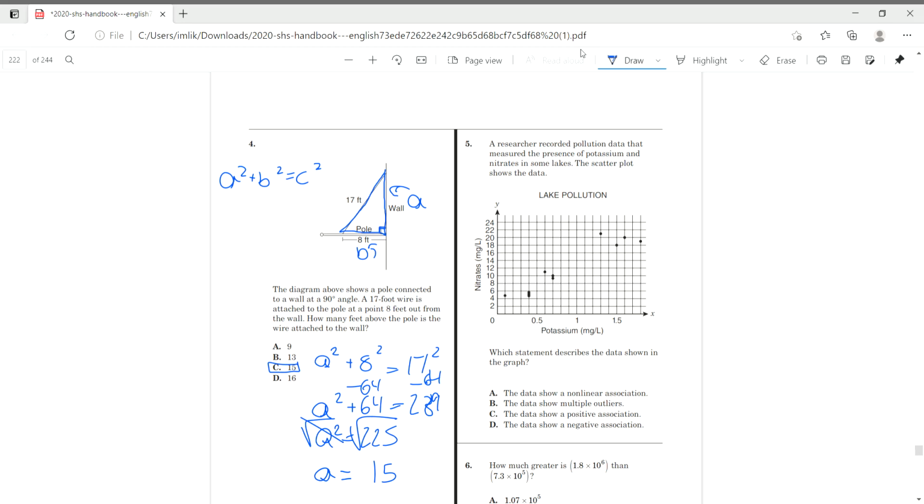Number 5. A researcher recorded the pollution data that measured the presence of potassium nitrates in some lakes. The scatter plot shows the data. Which statement describes the data shown in the graph?